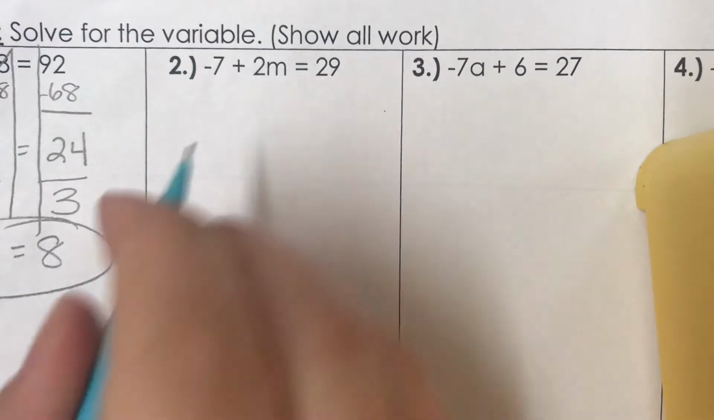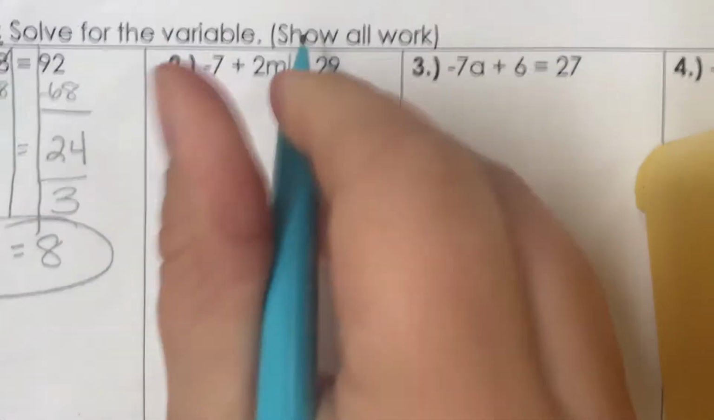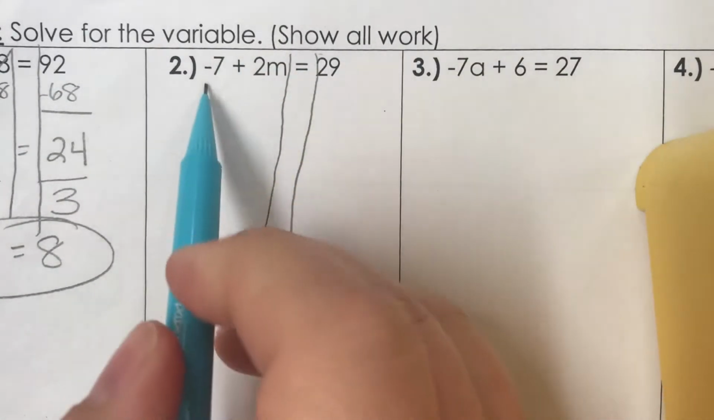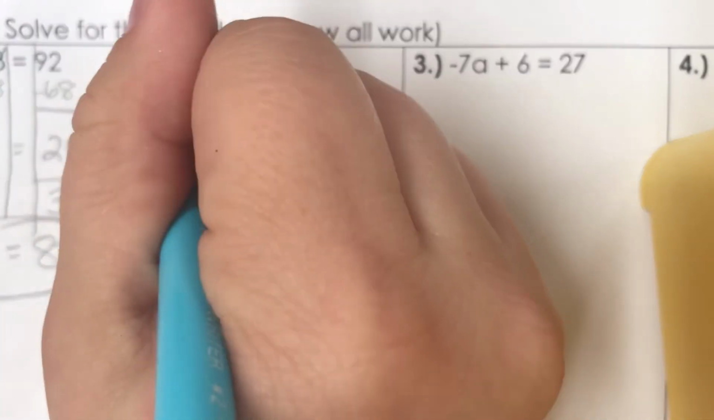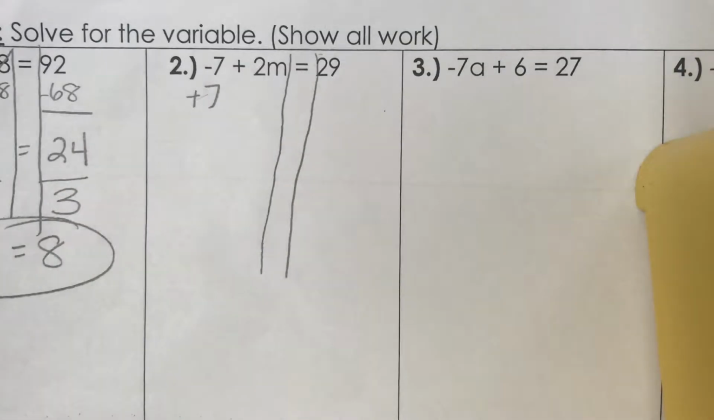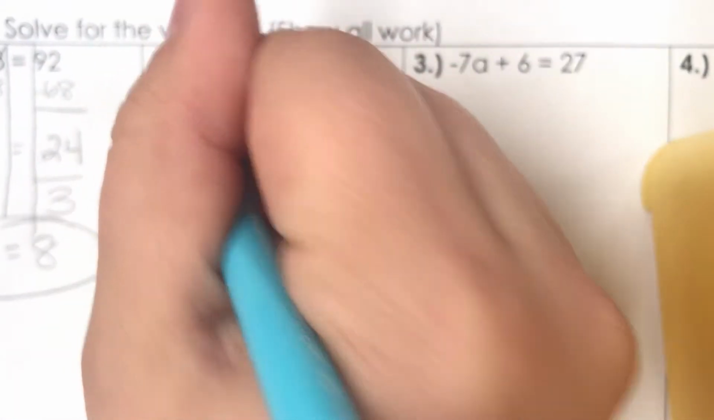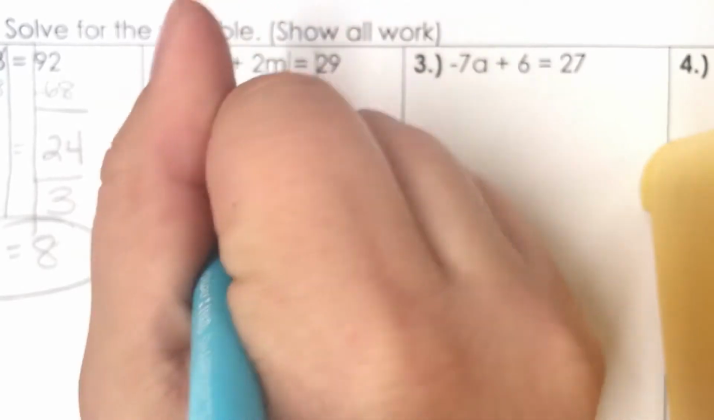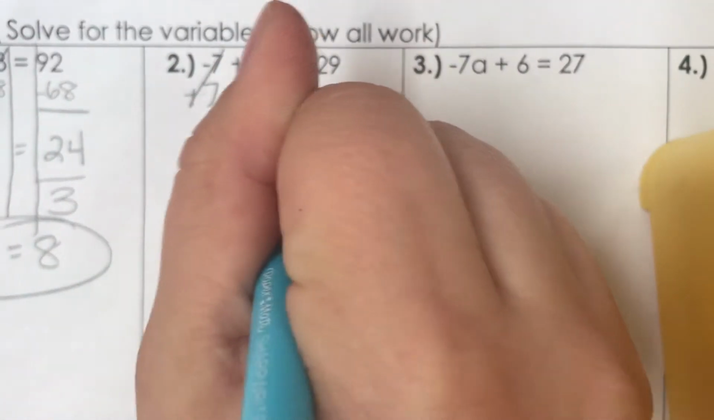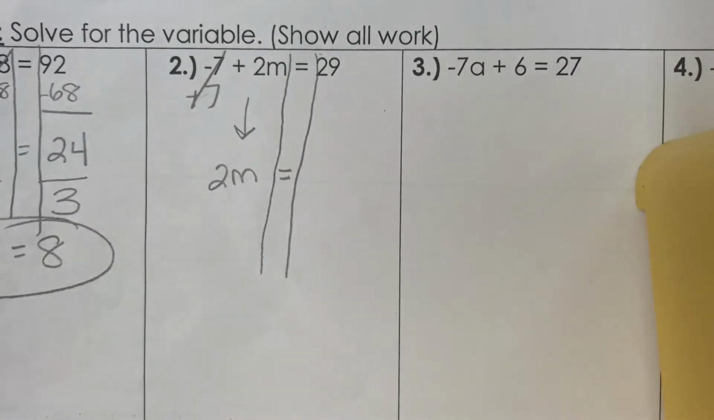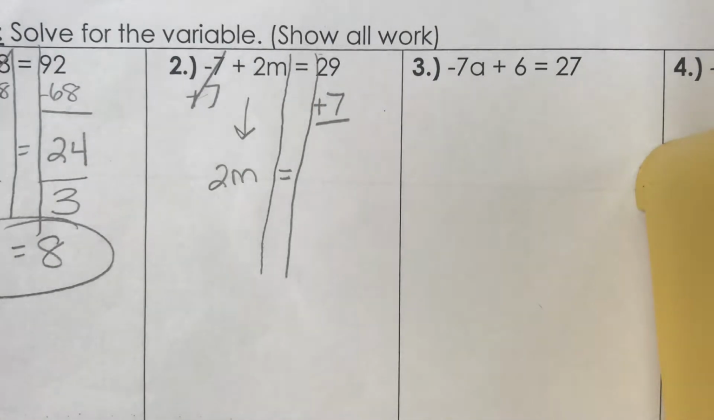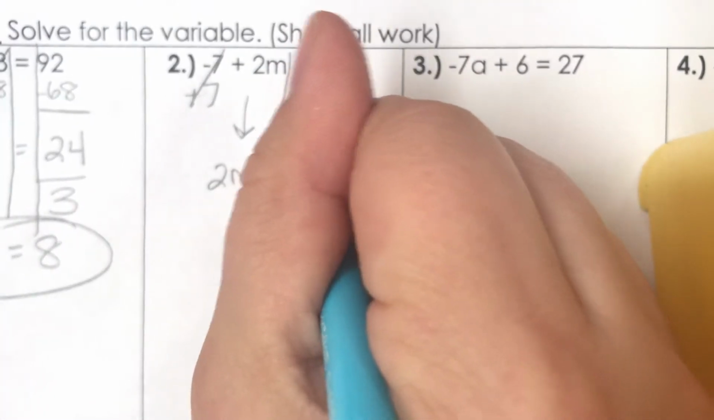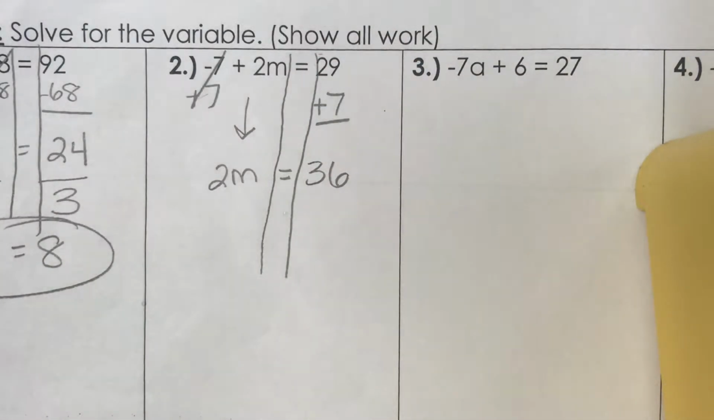Number 2. Remember, I always start on the side with my variable. I need to undo the addition or subtraction first. Undo the constant, the number by itself. To get rid of this negative 7, I'm going to add a positive 7, because a negative 7 and a positive 7 are zero pairs. They will cancel out. I'm left with 2 times m equals, because I added 7 on the left side, I need to make sure I add 7 on the right. I have 29 plus 7 equals 36.